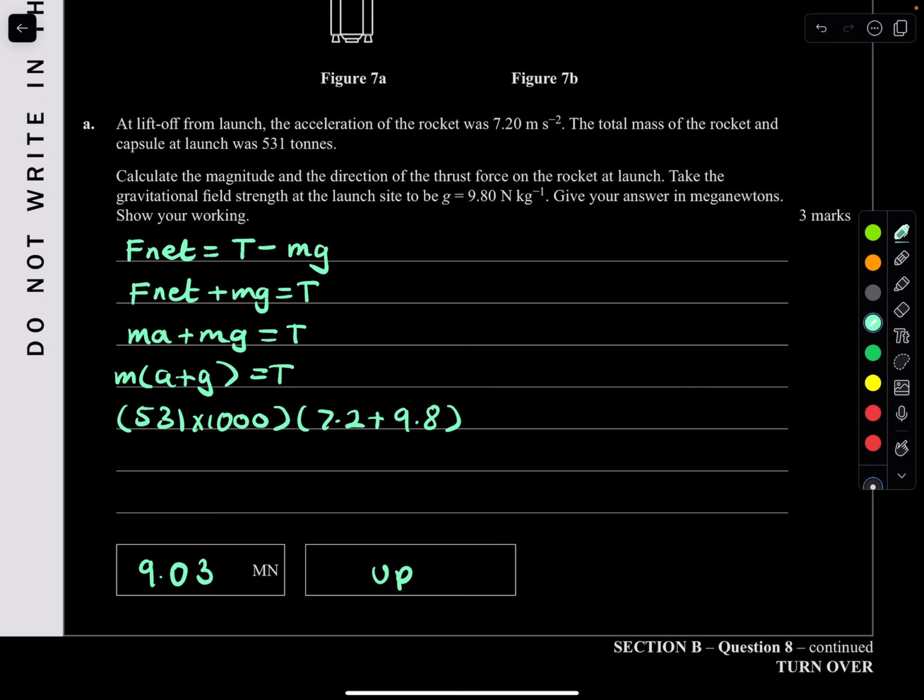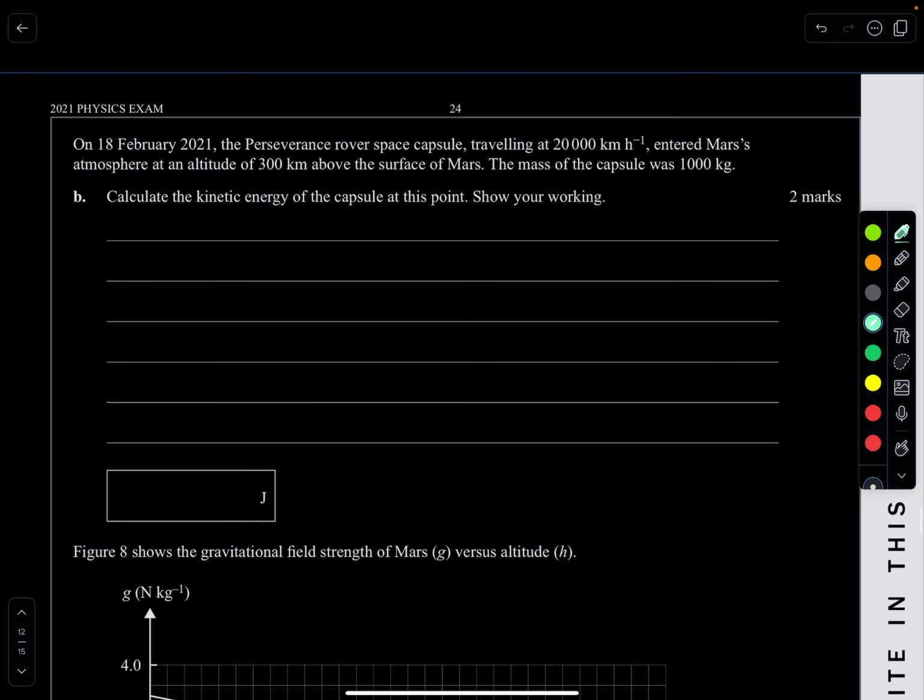9.03 meganewtons. On 18th of February 2021, the Perseverance rover space capsule, traveling at 20,000 kilometers per hour, entered Mars' atmosphere at an altitude of 300 kilometers above the surface of Mars. The mass of the capsule was 1,000 kilograms. Calculate the kinetic energy of the capsule at this point. Show your working out.